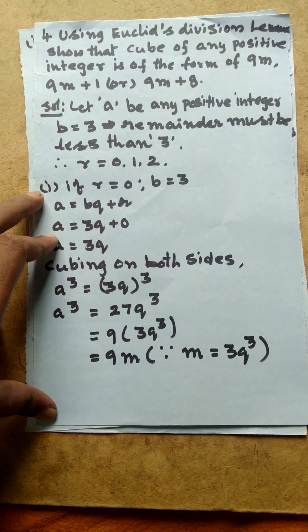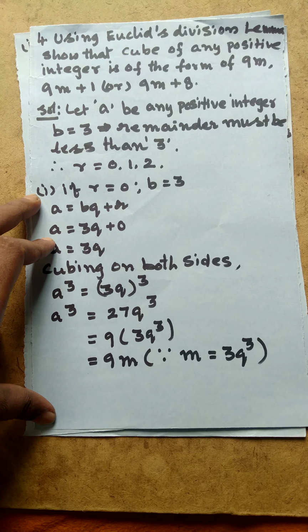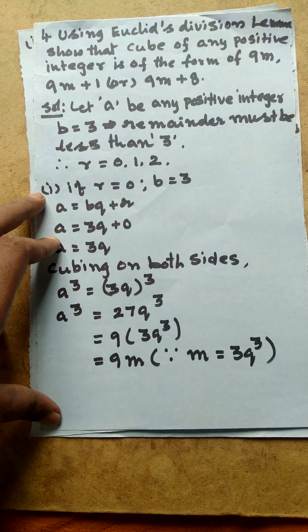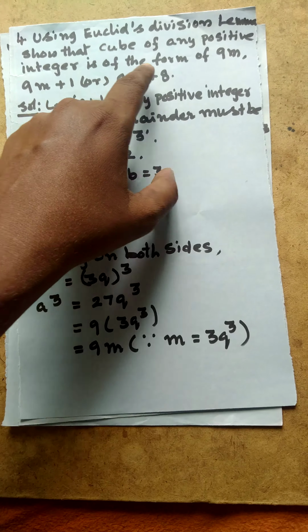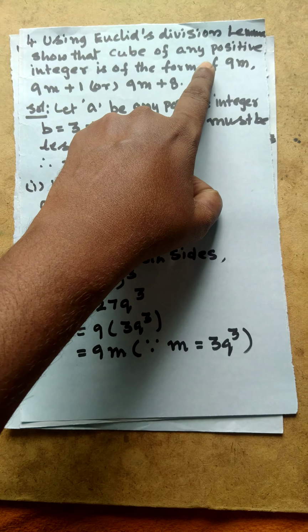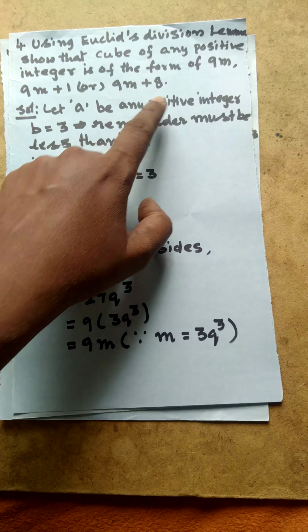Here we already know that Euclid division lemma is a equal to bq plus r. That is why we are taking a to be any positive integer. We have to show that the cube of any positive integer is of the form 9m, 9m plus 1, or 9m plus 8.